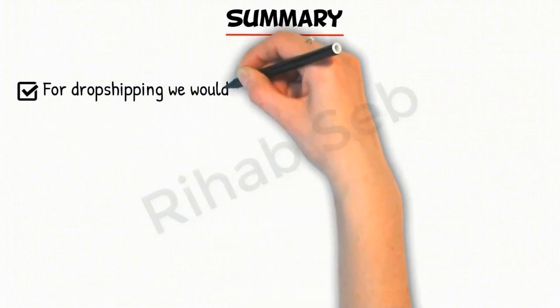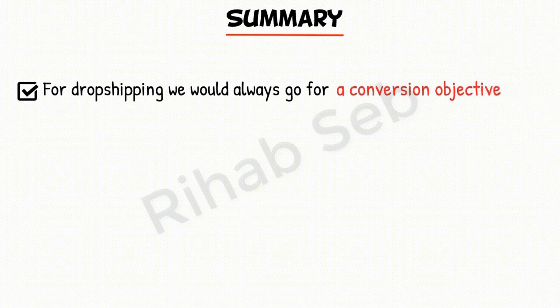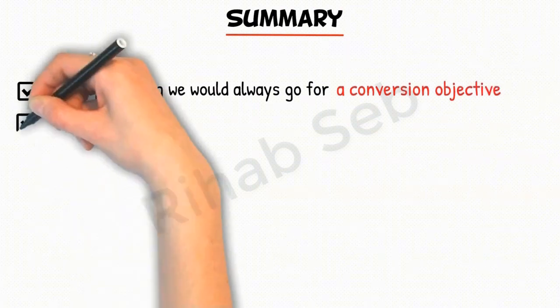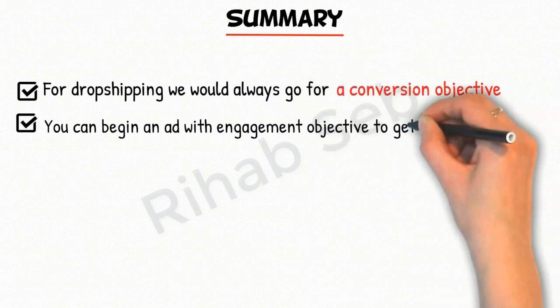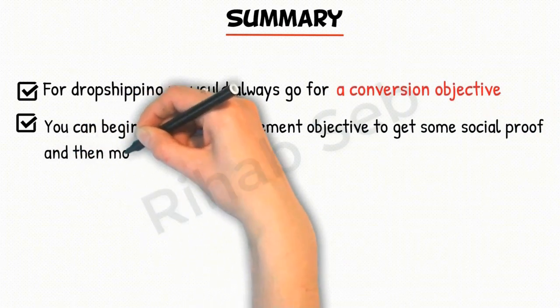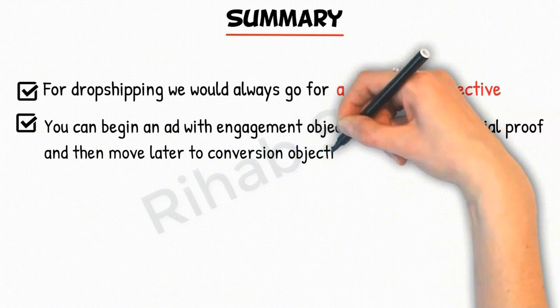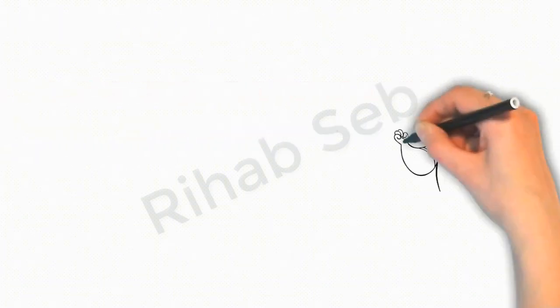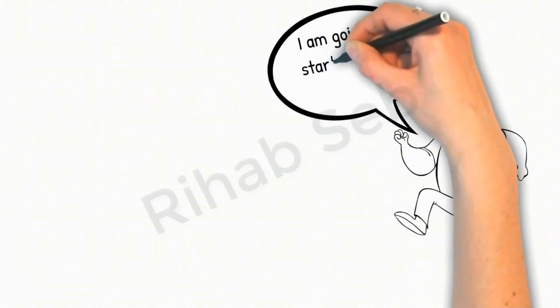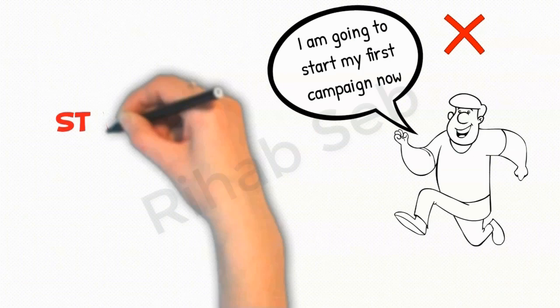So, to sum everything up, for dropshipping and e-commerce, we would always go for a conversion objective. But if you prefer to do something else, you can begin an ad campaign with engagement objective to get some social proof and then move later to conversion. In the coming lectures, I will show you how to do this. I know you might think this is simple. Well, it's not.